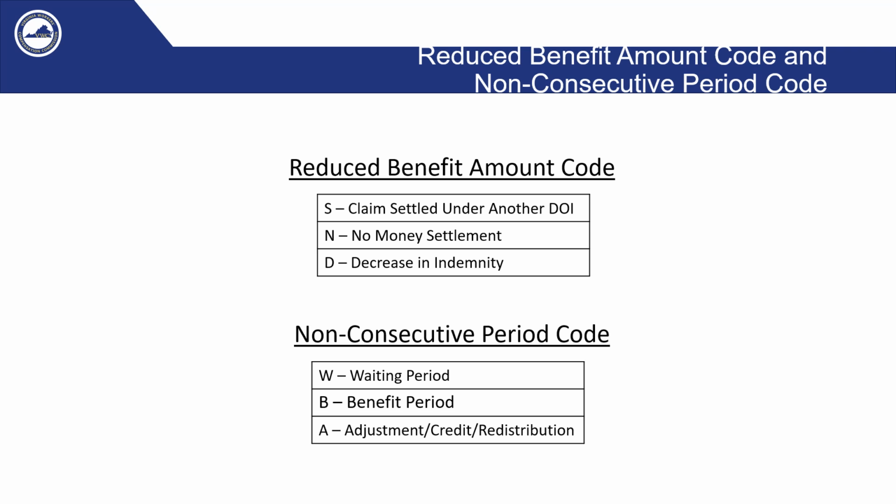For non-consecutive period codes, we will accept all 3 codes: W for waiting period, B for benefit period, and A for adjustment, credit, and redistribution.